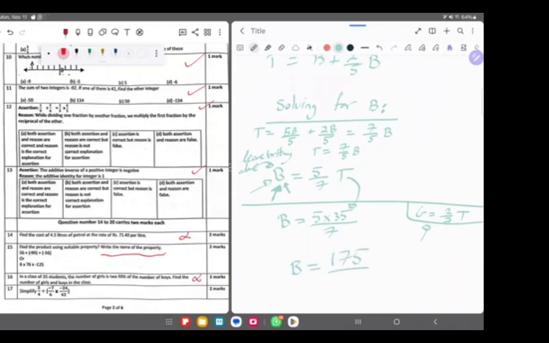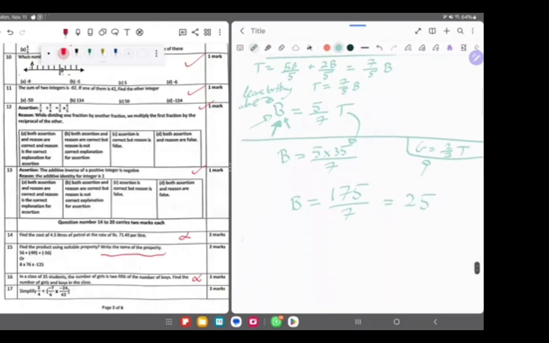I'm going to show you the link in the end, or maybe during the next class, but I was trying to make a link. Sorry. 175 divided by 7 is 25. So I've got 25 boys.